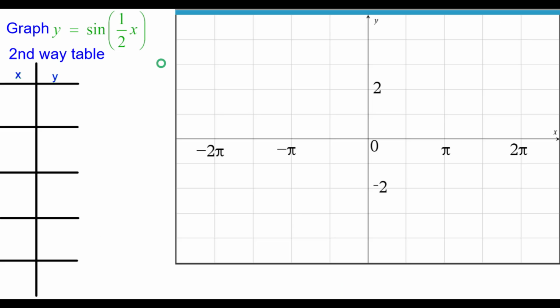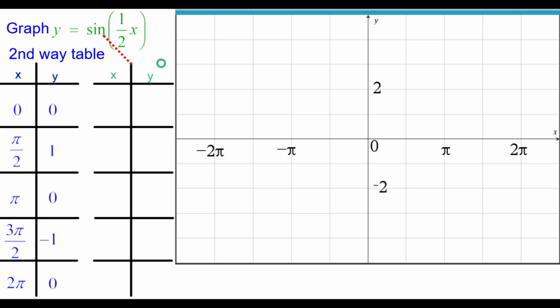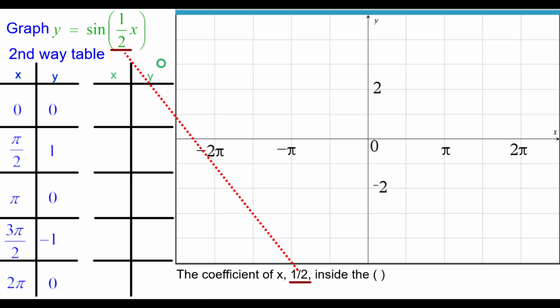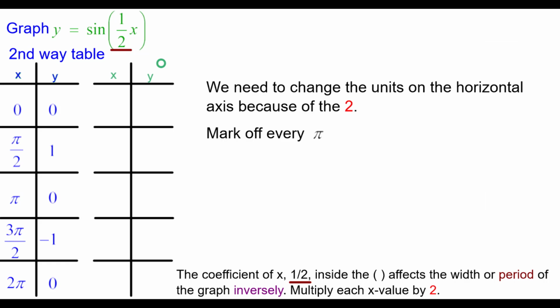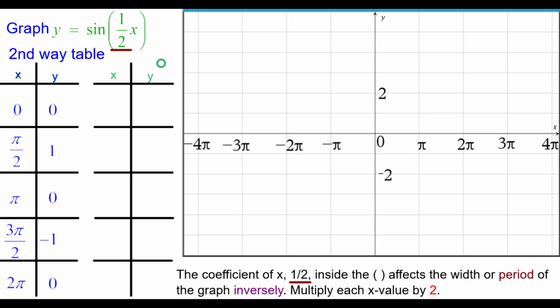Second way is using a table. So we'll go ahead and use a table with our axes values and ask you to complete the table. Create a second table. The coefficient of x, which is 1/2 inside the parentheses, affects the width of or the period of the graph inversely. So we're going to multiply each x value by 2, the reciprocal of 1/2. We need to change the units along the horizontal axis because of that too. So we're going to suggest you mark off every pi from -4 pi to +4 pi. Pause to do that. And that's what we did here.